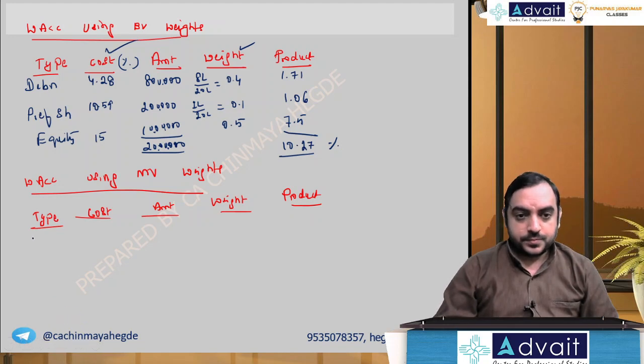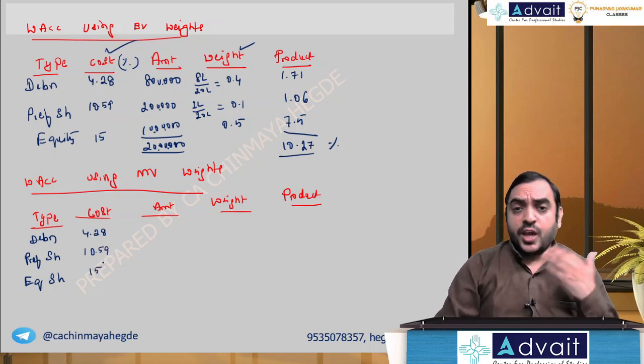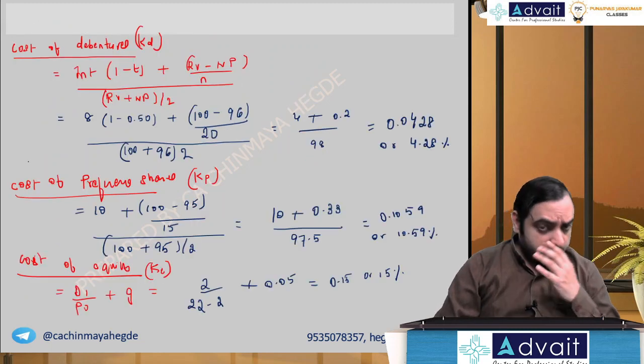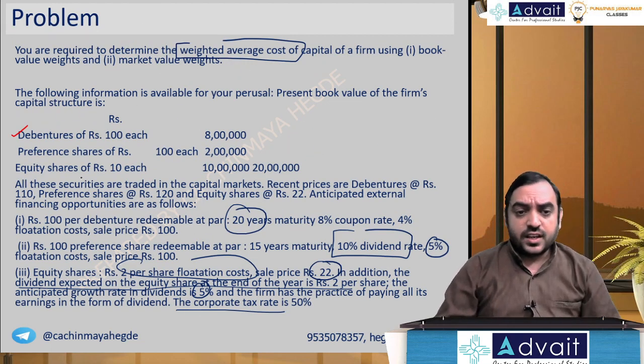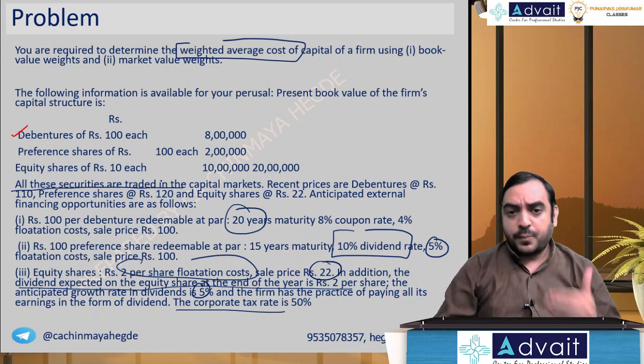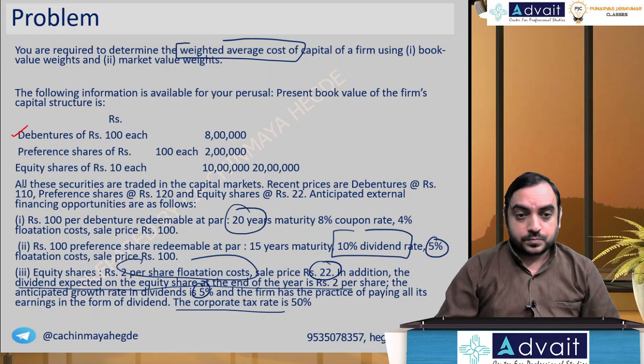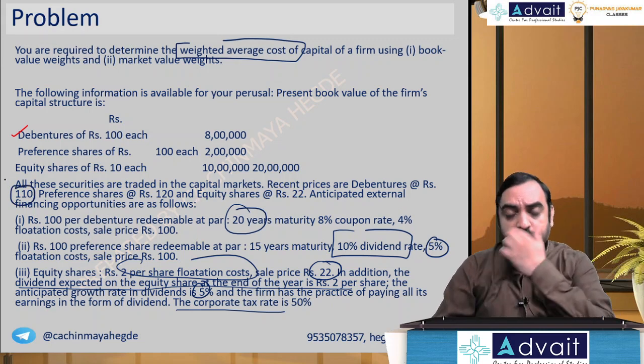Debenture, preference shares, equity shares. The costs we calculated: 4.28, 10.59, 15. Amounts we have to calculate based on market value. So what is the market value we have? They have given that all these securities are traded in capital markets. Recent prices: debentures at 110.